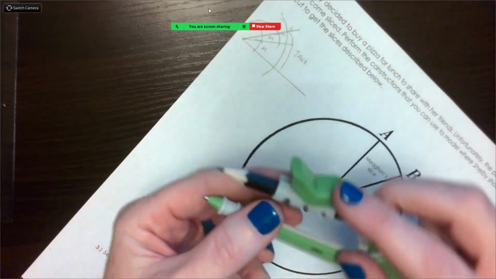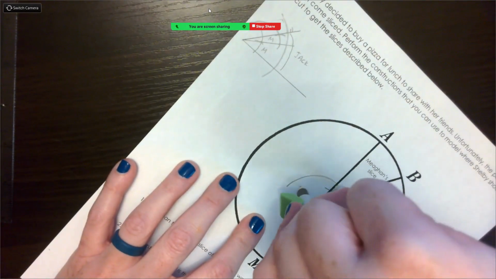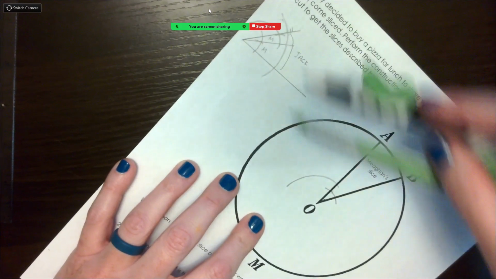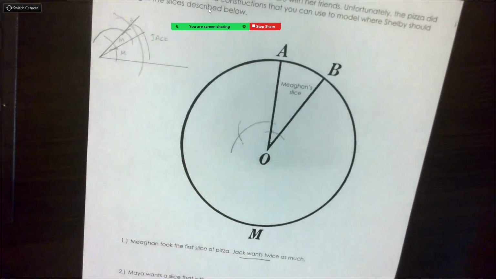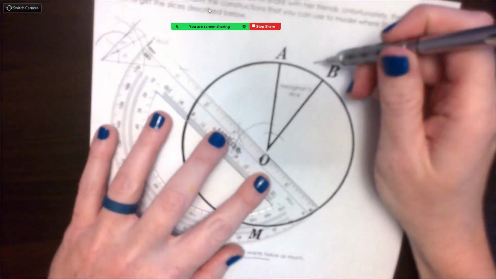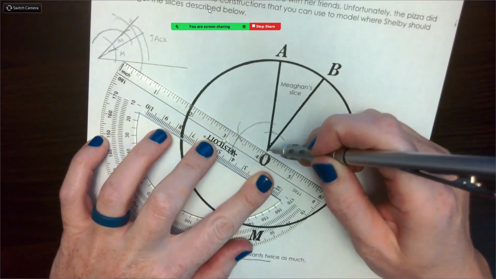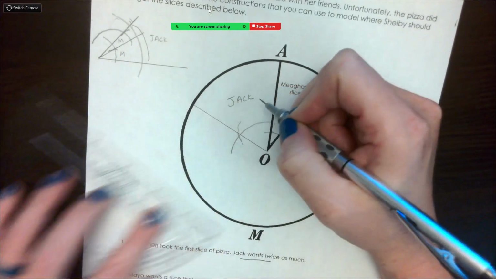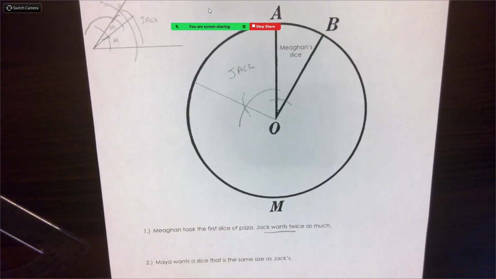A bit wider. Wider still. Make sure my width was okay. Compass is always moving. I don't know if you all have noticed that small issue with the compass. So here we go. We'll draw this where they meet. And we've got Jack's slice. Looks about double the size of Megan's. But now what do we want? Number 2, Maya wants a slice that's the same size as Jack's.